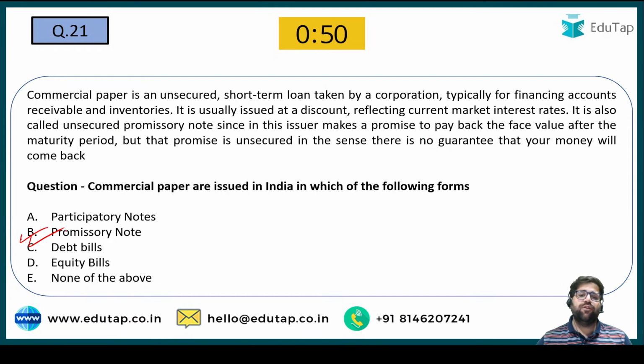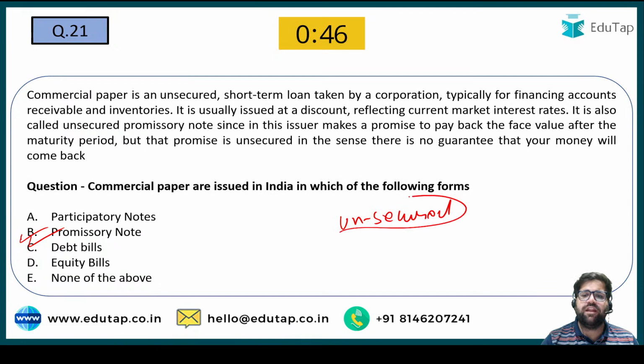Because they are unsecured. So please note this particular point, that commercial papers are unsecured. If a company goes into default, then you cannot use the assets of the company. As simple as that. That's why we have a very high credit rating requirement for issuing commercial papers in India. Okay, so this is very important.